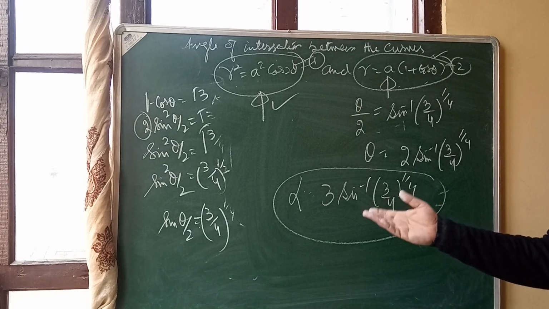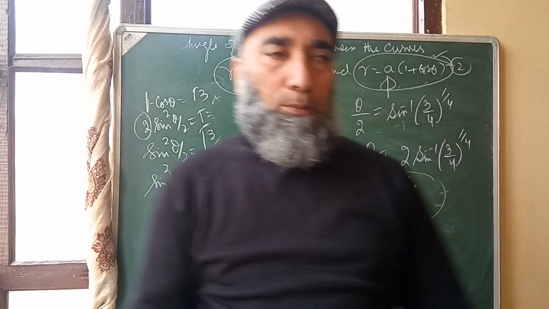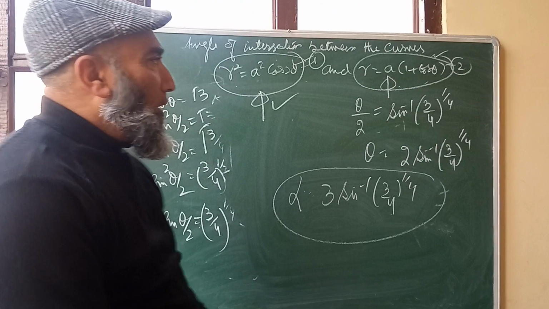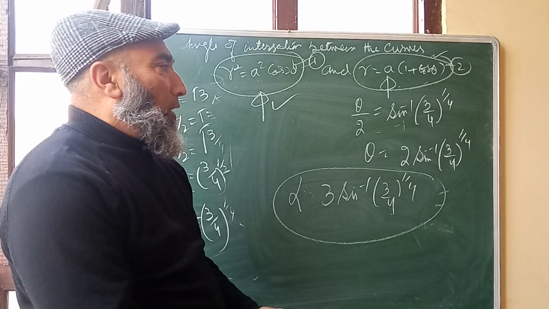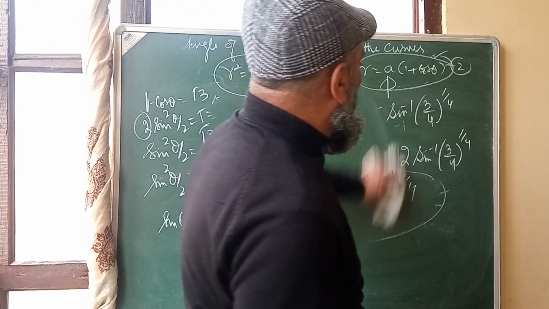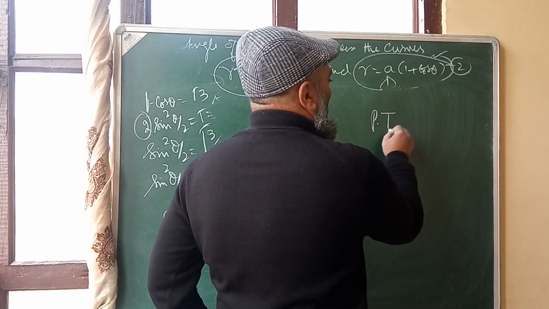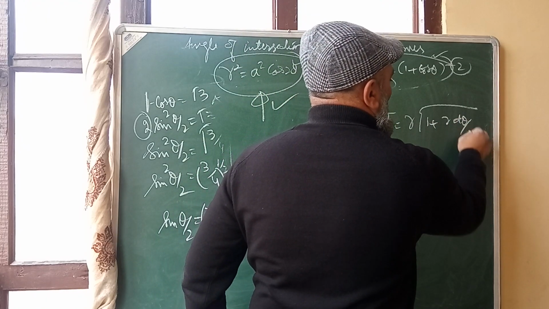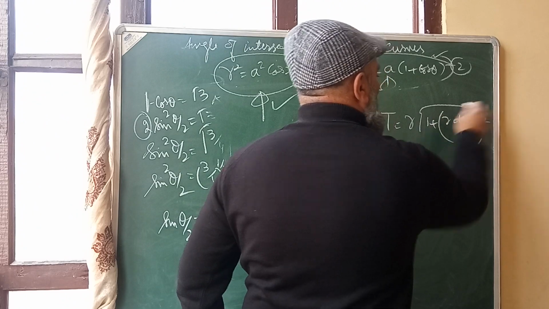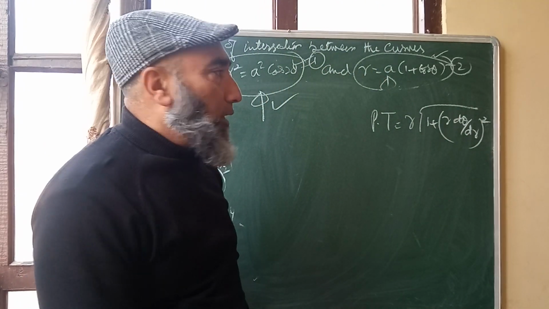Okay, now let me come to the problems of finding polar tangent, polar subtangent, polar subnormal. You see, there is nothing to be done more. For example, what is the length of polar tangent? It is r root of 1 plus r d theta by dr whole square. What you need to know? You need to know r and d theta by dr. You can find both of these.